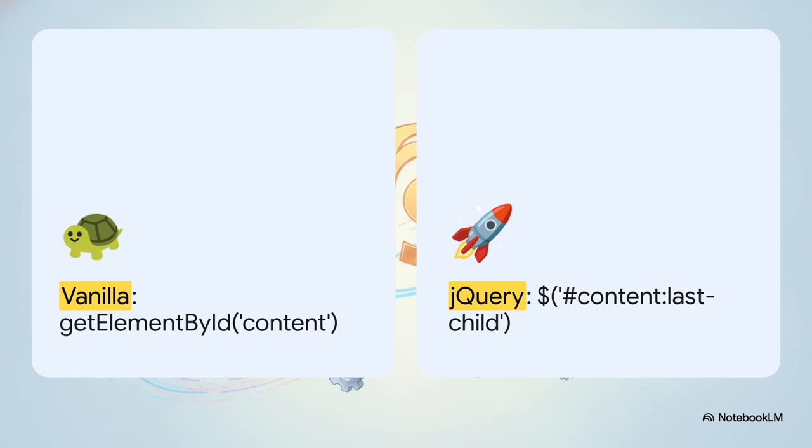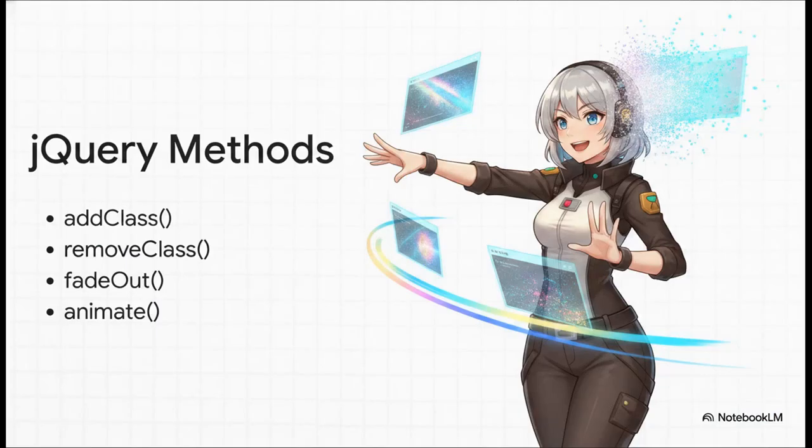But look over at the jQuery side. By just using the $ sign symbol and a standard CSS selector, we reduce all that junk to simply $('#content').lastChild. Boom. It's sleek, it's simple, and it targets the exact element with total ease. And once you've grabbed that element, the magic really starts. jQuery gives you hundreds of built-in methods. You can effortlessly tack on a .addClass or .removeClass.